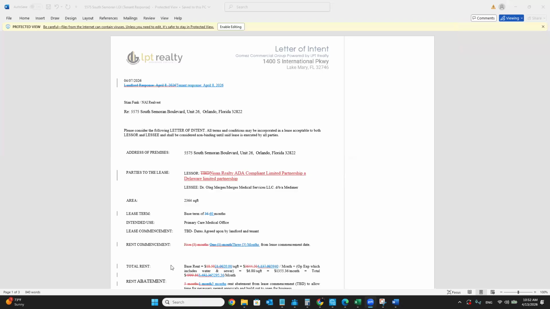So lease execution is when they sign. Lease commencement, date the terms begin. Rent commencement, date the tenant pays rent. And then, of course, the rent abatement is the free rent.